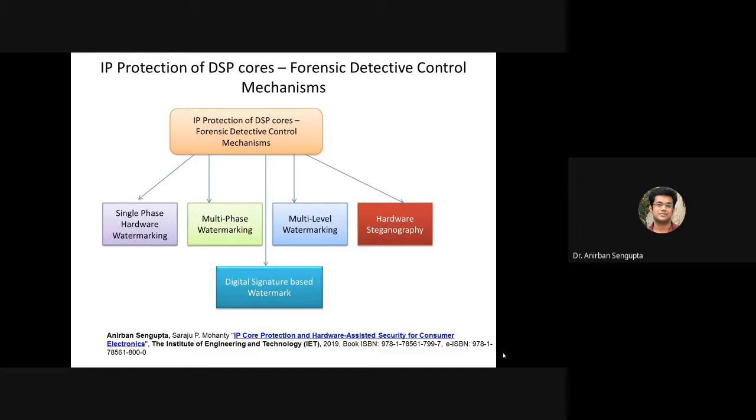The result of using a counterfeit component in an IoT hardware is very dangerous, as it could lead to several fatal consequences, including explosion of the respective hardware, or it could lead to malicious consequences in the form of hardware Trojans. So these watermarking techniques could be single-phase hardware watermarking, multi-phase watermarking, multi-level watermarking, hardware steganography, and digital signature-based watermarking.